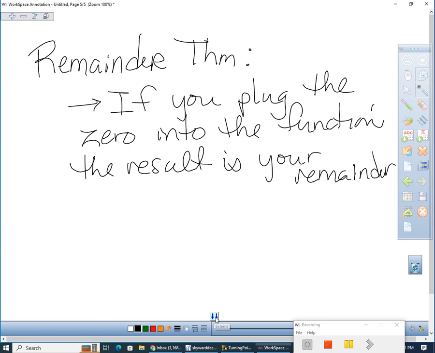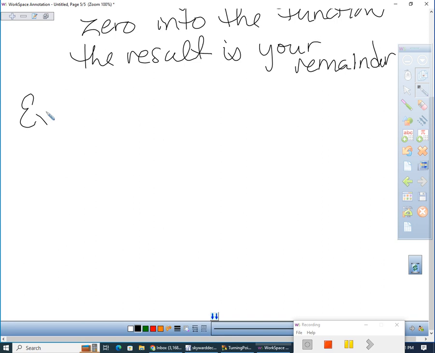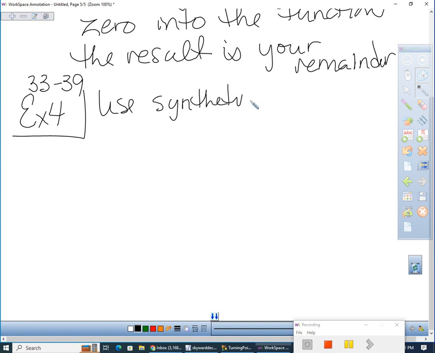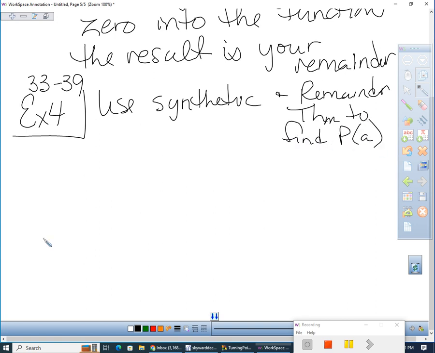All right, so here we go with example number 4. Example number 4 is touching on 33 through 39. They say use synthetic division and the remainder theorem to find, they call it P of A. It's how they're writing it in the book.